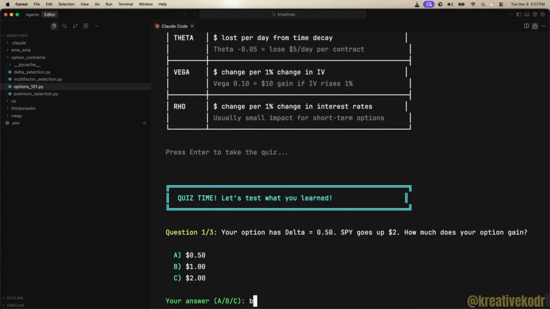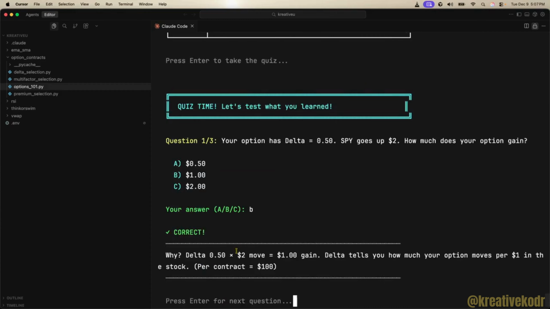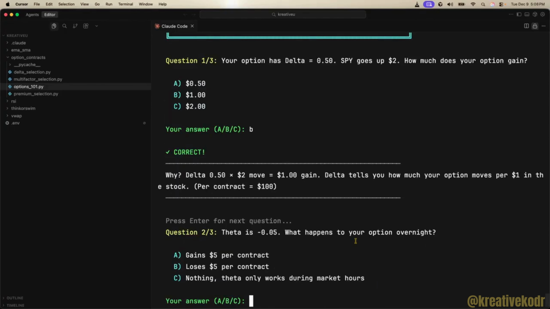Beautiful. Again, I'm noticing a lot of B's. Why? Delta equals 0.5 times 2. The move equals a $1 gain. Delta tells us how much the option moves for every $1 movement in the stock, right? And every contract equals 100 shares, so that's why it's 100. Beautiful. Let's keep going.